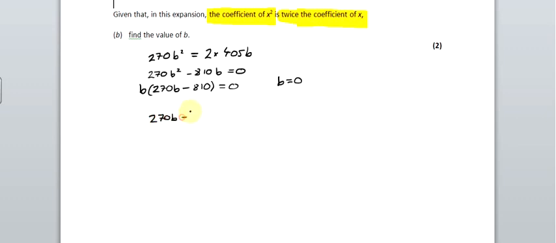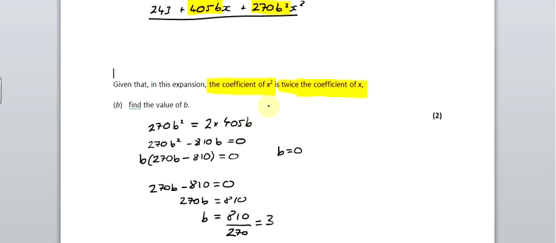270b minus 810 equals 0. So that means 270b equals 810, and so b is 810 divided by 270, which is 3. So b equals 3. If you don't believe it, you can check it. Very straightforward that, because all you have to do, we know the coefficient of x squared, well that's going to be 270 times 3 squared, and the coefficient of x is 405 times 3, because that's what b is.